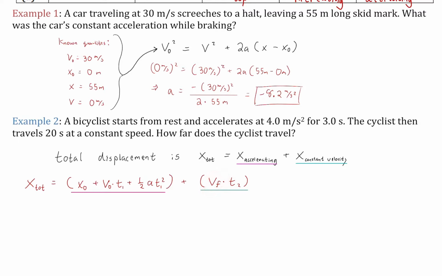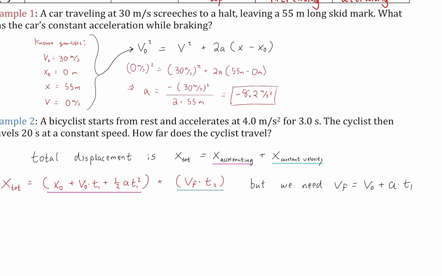There's a v final there. We're going to have to find that. And then times t2, because there are 2 separate times: t1 is 3 seconds and t2 is 20 seconds. Well, what about v final? We need v final, and to find v final, we're going to use kinematic equation 1, because again, we have everything we need: initial velocity, acceleration, and time 1.